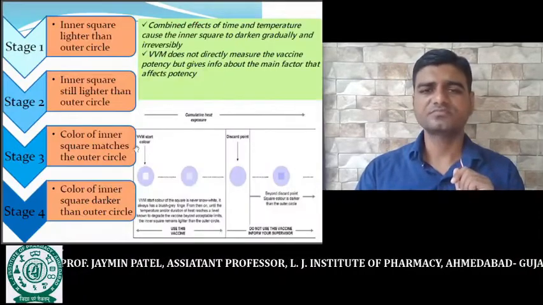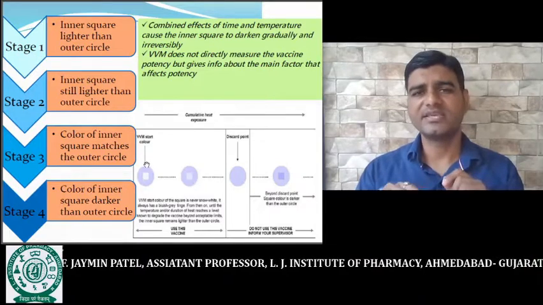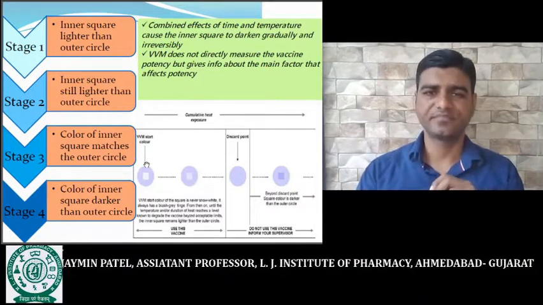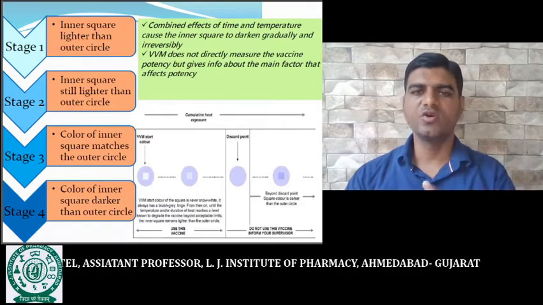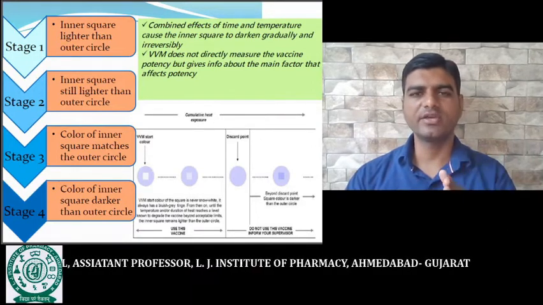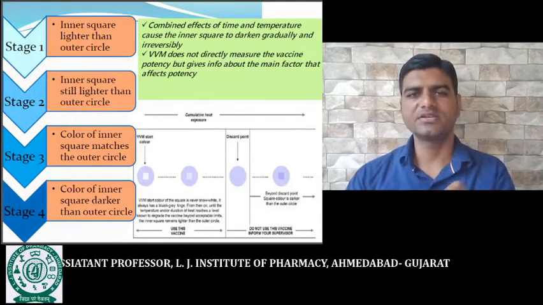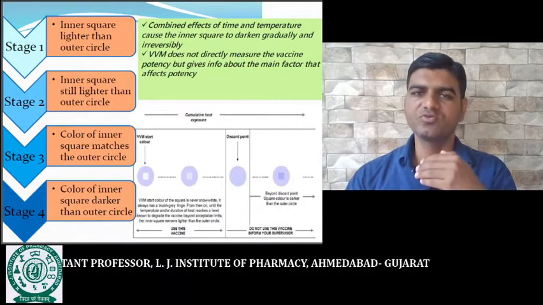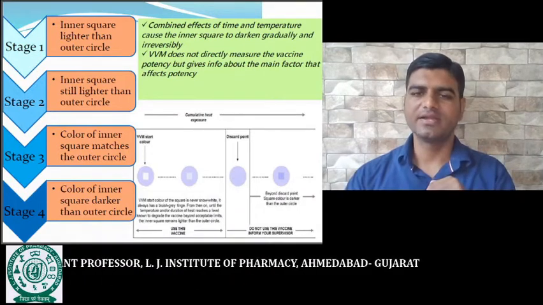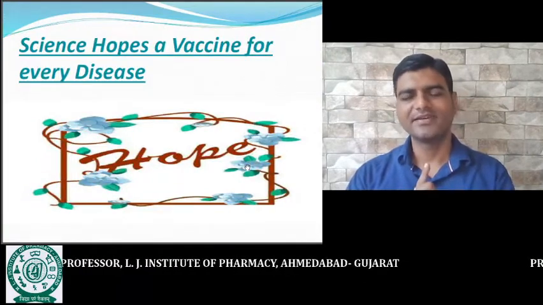In the VVM monitor, in the center there is a square that is light in color. When exposed to heat, that lightness decreases and the internal square becomes dark. You can see in the picture the internal square becomes dark when exposed to heat for the maximum time. So here our vaccine topic is completed.